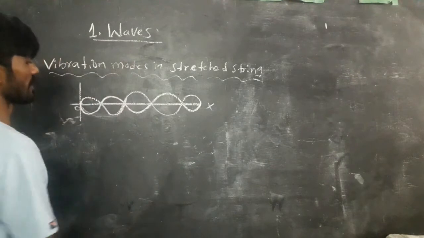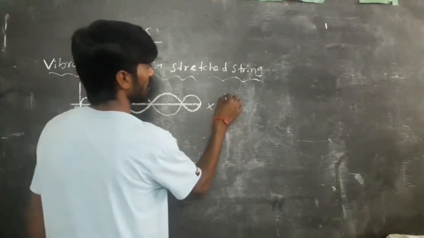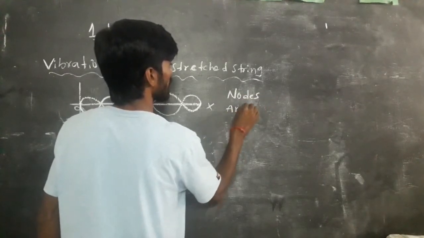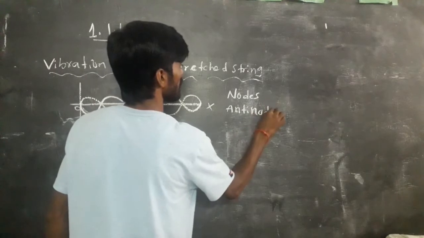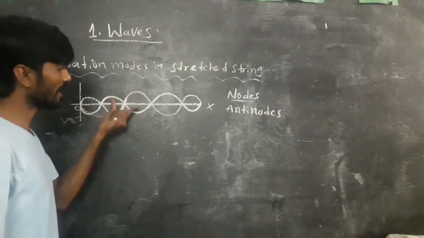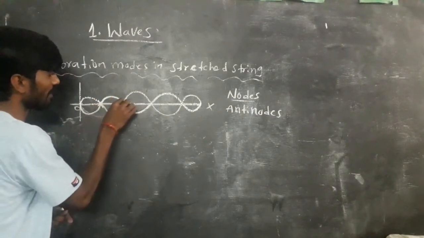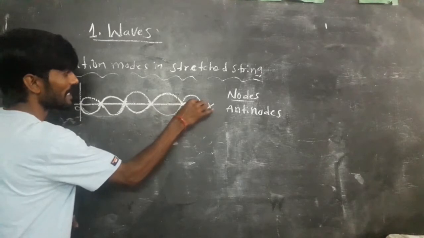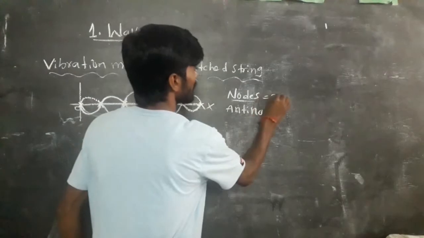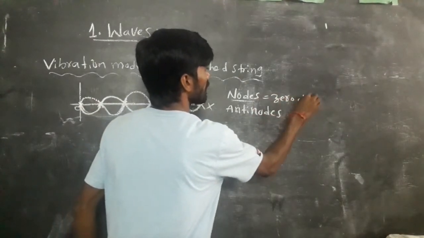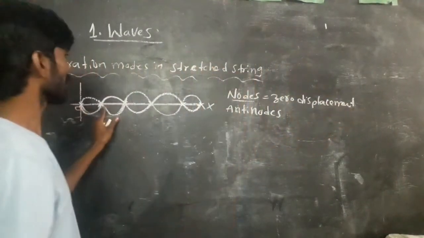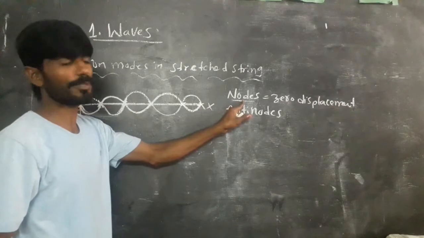Then here it is. We need to form two definitions: what are nodes and antinodes? So what is a node? In a stationary wave, the zero displacement of the particle, you call nodes. Nodes means zero displacement. This zero displacement of the particle in a stationary wave, those points we are calling nodes.